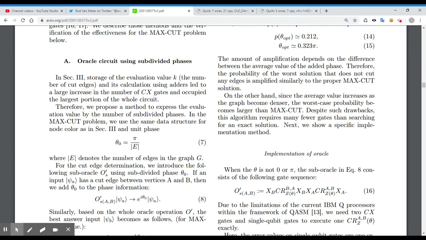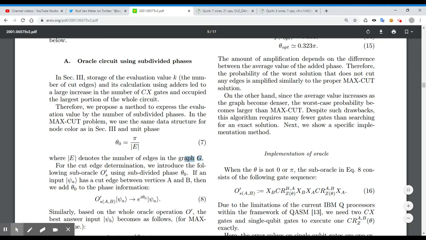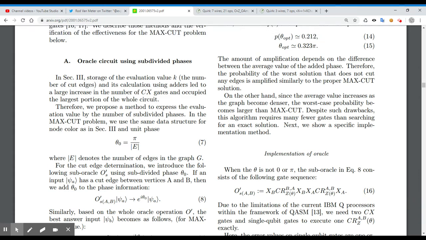In the max cut problem, we use the same data structure for node color as in section 3 and unit phase, where this denotes the number of edges in the graph. Okay, so it seems like instead of using adders, we're going to use phase rotations to encode that. So you're applying a relative phase that's a function of the amount of edges. Interesting.